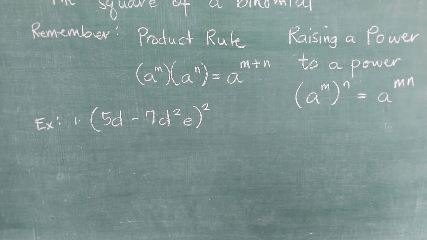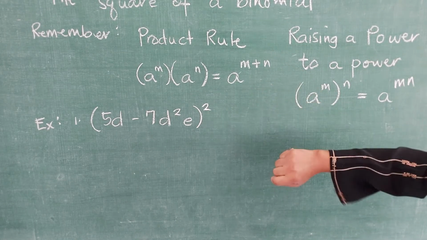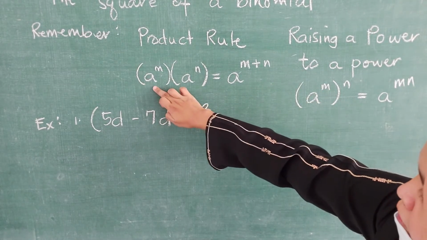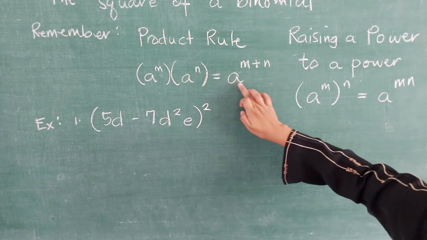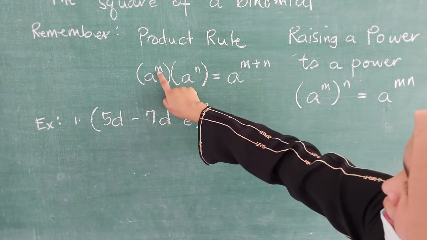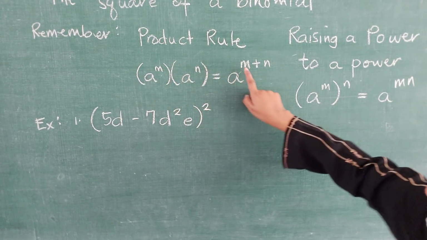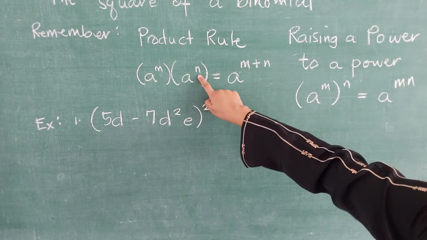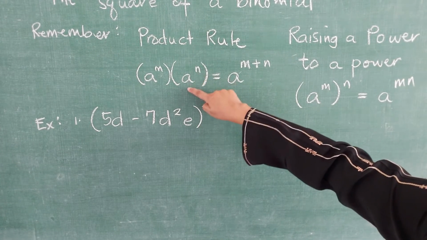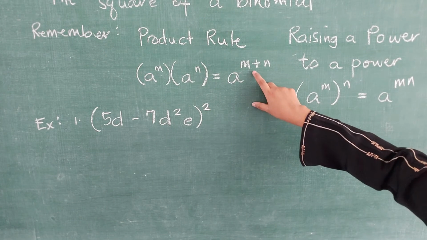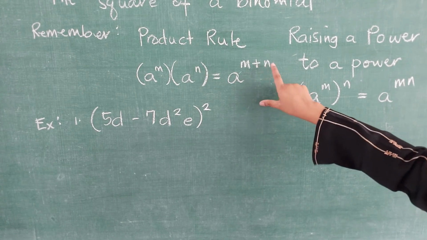Okay, so sa the square of a binomial, meron tayong mga kailangan i-remind or remember. Okay, the product rule. Sa una, product rule, meron tayong a to the power of m times a to the power of n is equals to a. So, ang exponent ng a natin dito sa first term, m, plus yung exponent ng a natin sa second term, or dito sa a to the power of n. So, i-add lang m plus n.